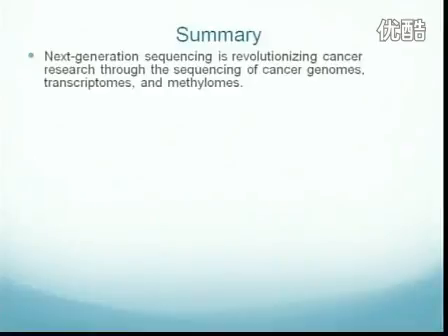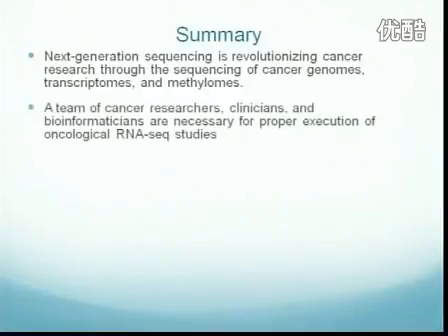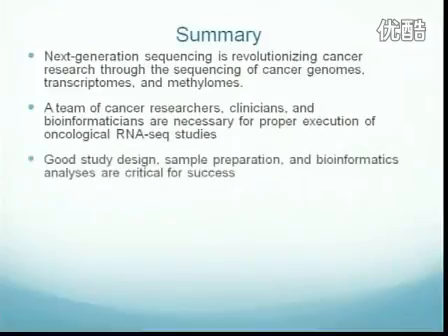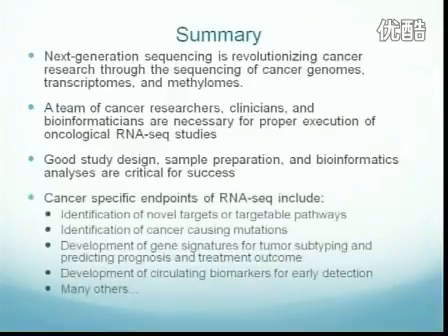genomes, transcriptomes, and methylomes. As I stressed before, I think a team of cancer researchers is absolutely critical to the success of these studies. You're obviously going to need to get your researchers, your clinicians, and your bioinformaticians on board prior to the execution of your study. Good study design, sample prep, and bioinformatics analysis are critical for the success. And obviously, the beautiful thing about being able to do RNA-seq or any of these next-gen sequencing is the number of endpoints that you can then analyze, specifically novel targets, cancer-causing mutations, subtyping, development of circulating biomarkers, among a large list of others, but these are a few of my favorite.